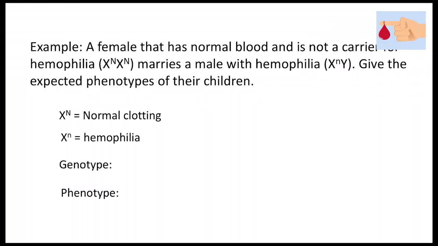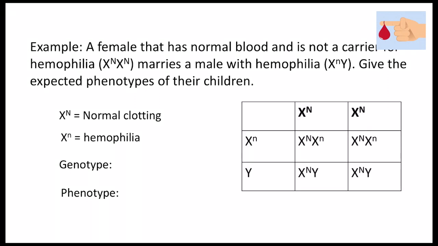So what does this look like in a Punnett square then? A female that has a normal blood type is not a carrier for hemophilia, so she's X capital N, X capital N, marries a male with hemophilia, X little n Y. Give the expected phenotypes of their children. To do this, we are again using a Punnett square. The female is here, who is not a carrier, and the male is affected by the condition.